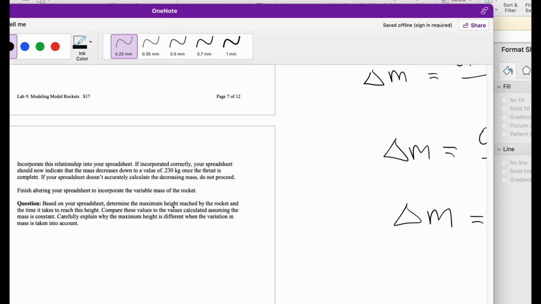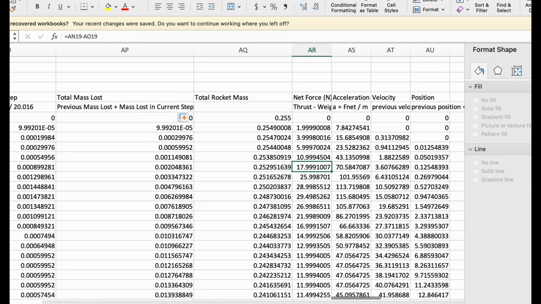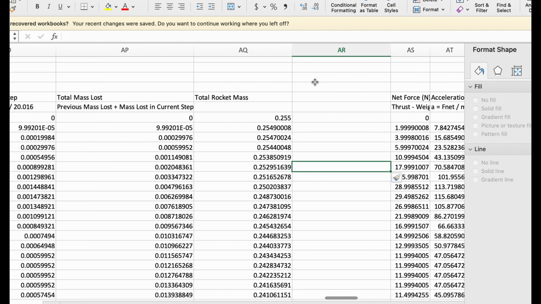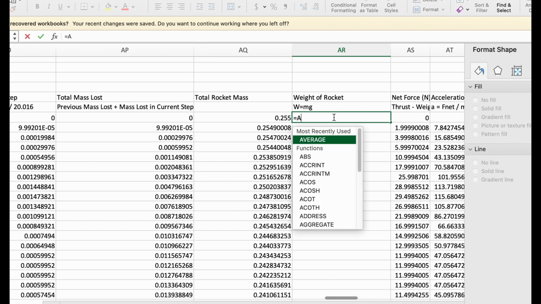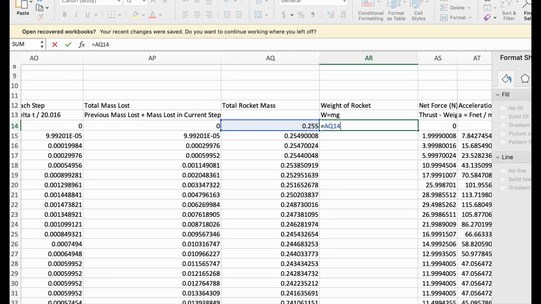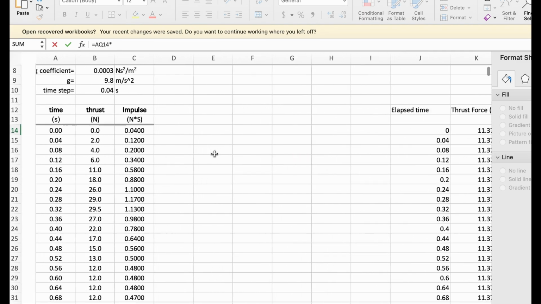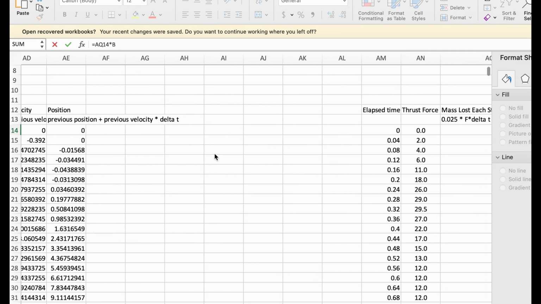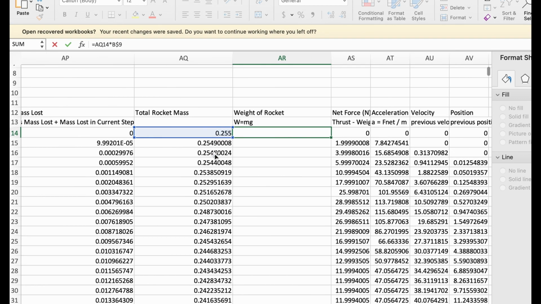They want us to determine the new height reached by the rocket. Oh, we do have to include a weight calculation. Okay, weight of rocket. W equals mg. So take AQ14, multiply it by G, which was B9. Alright, got the weight back.